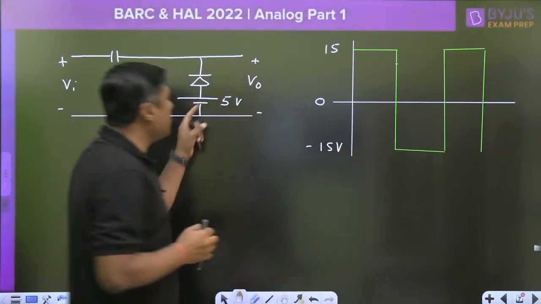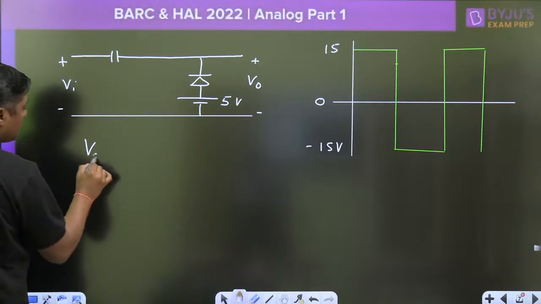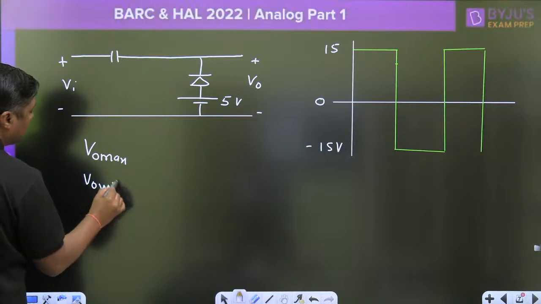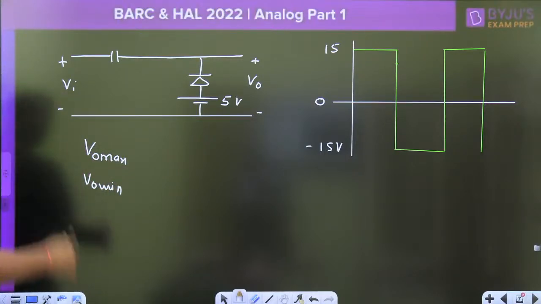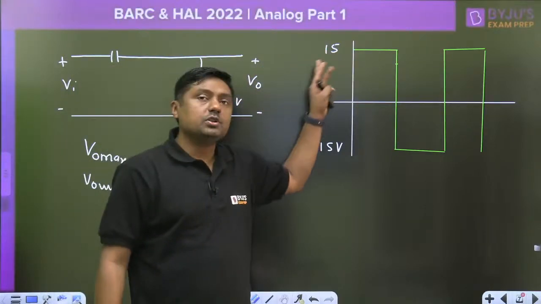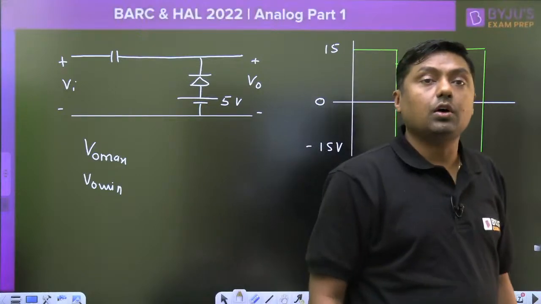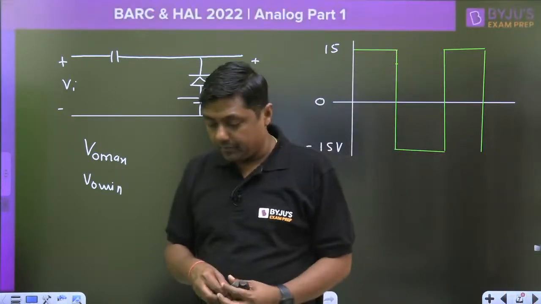So what is the maximum and minimum value of the output? What is the maximum value of the output and what is the minimum value of the output? What is the peak value of the input? Negative peak and positive peak of the output. If the negative and positive peak of the input is 15 and minus 15, should we cut the wave, sir? No, that is in case of a clipper, not in the clamper.